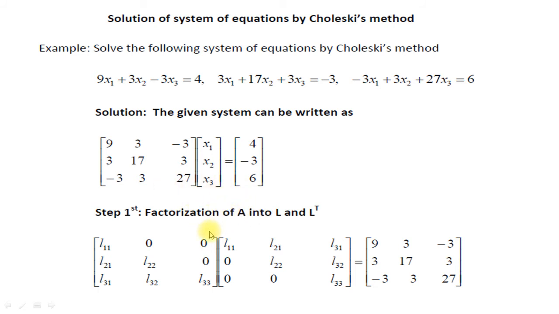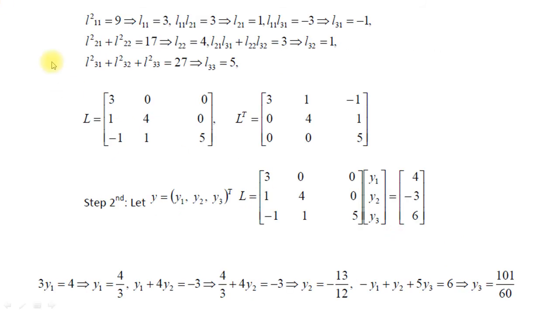Now this is the lower triangular matrix, and this is the transpose of the lower triangular matrix, and this is the matrix A. Now multiply these two matrices and you will obtain a single matrix, and then compare the single matrix to this known matrix A. You can easily find L11 square is equal to 9. So taking the square root, L11 is equal to 3.